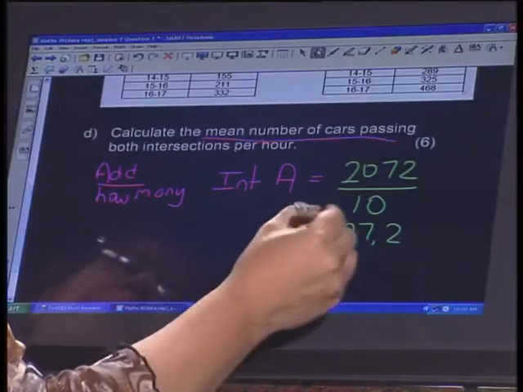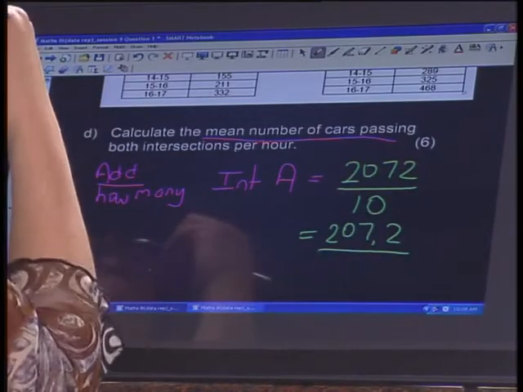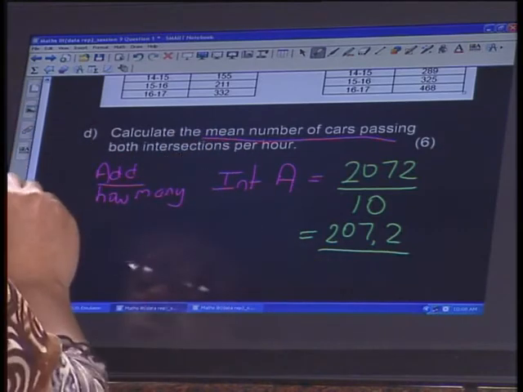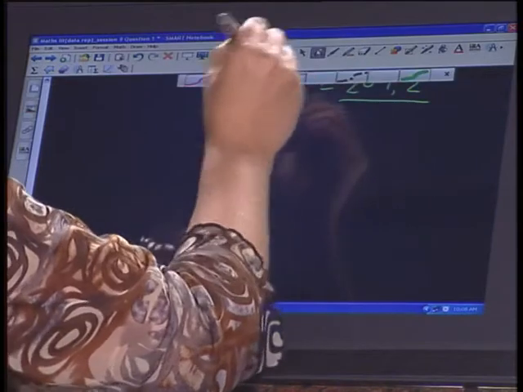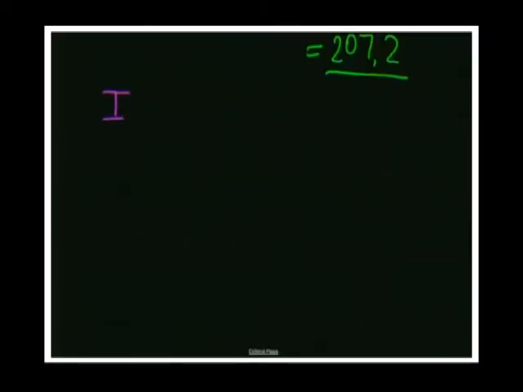Statistically, and this is what we're dealing with now with stats, we can talk about 0.2 of a car or 0.3 of a person. So only in stats, when we're comparing one set of data to another, we can deal with something that doesn't really make sense to us. So we're going to leave it as 207.2 cars. Right, let's now move on to intersection B. Let's use a different color. So now we've got intersection B.